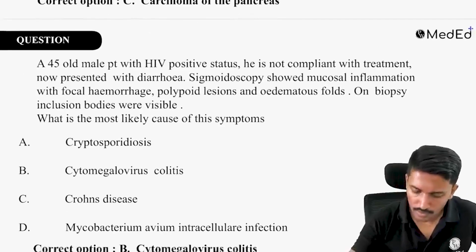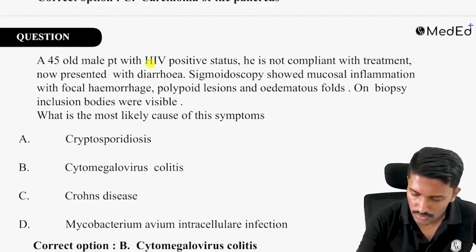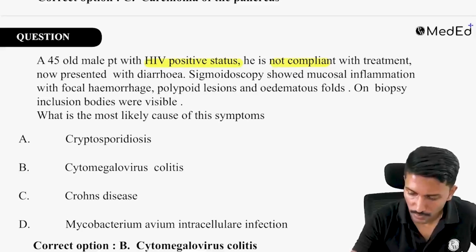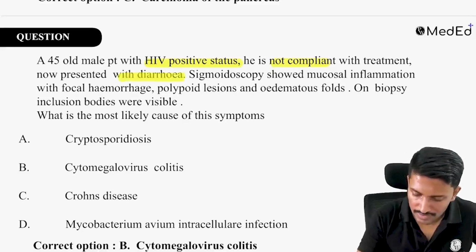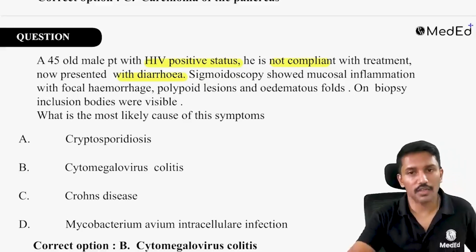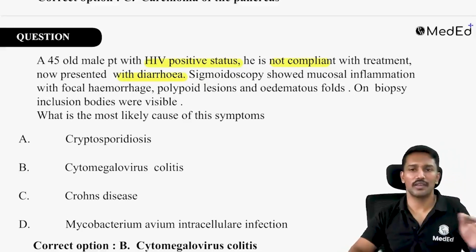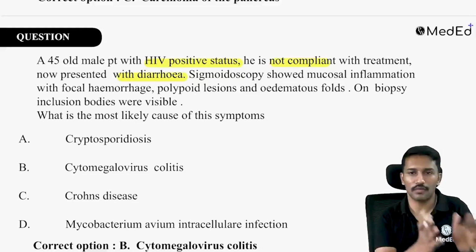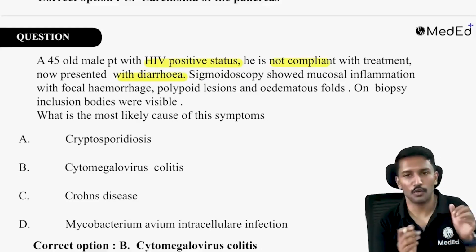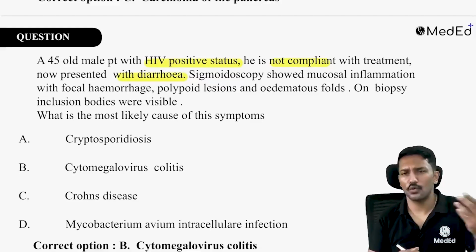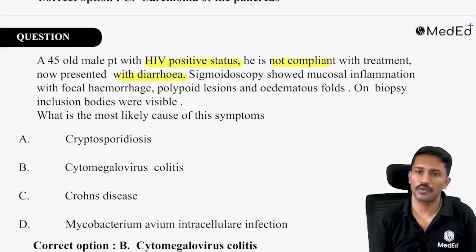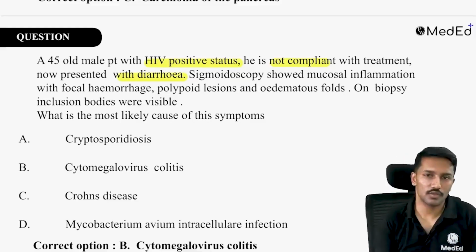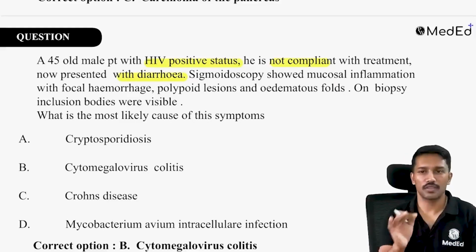A 45-year-old male patient who is HIV positive, not compliant with his treatment, now presented with diarrhea. Now, the differential diagnosis for an HIV patient presenting with diarrhea is quite long, right? You can have cryptosporidiosis, amoebiasis, cytomegalovirus colitis, and you are also prone to develop inflammatory bowel disease and small intestinal bacterial overgrowth. These are all differential diagnoses for a patient with HIV presenting with diarrhea.